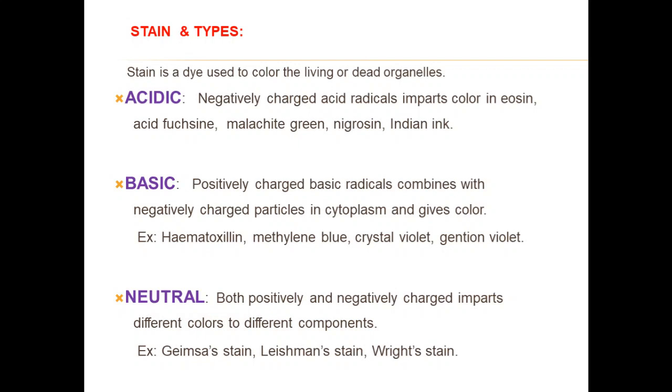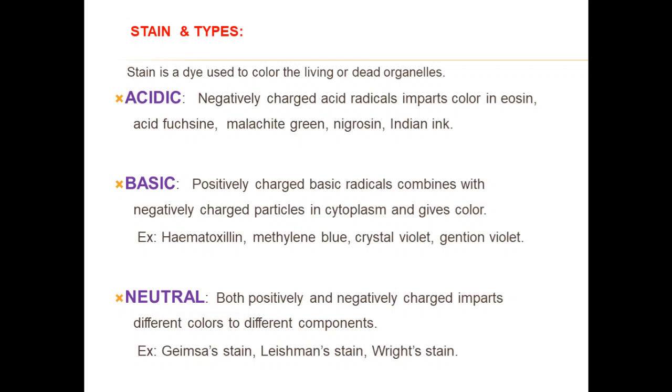Neutral stains have both positive and negative charge, and they impart different colors to different components. Example, Leishman stain, which we generally use in identifying the blood cells present in blood. Giemsa stain, Wright stain, all these are examples of your neutral stains.